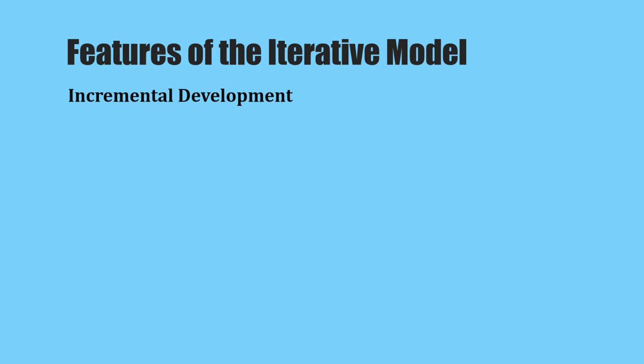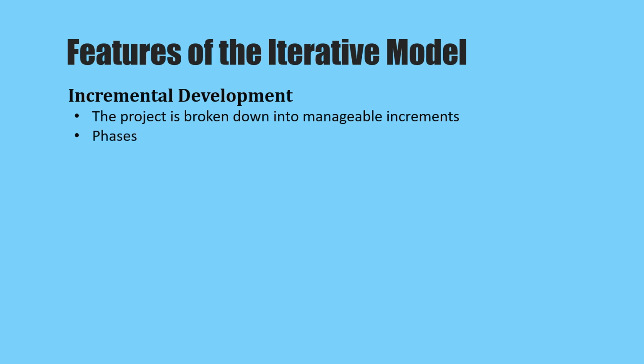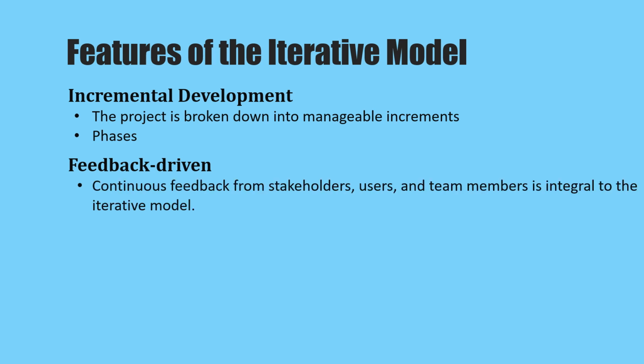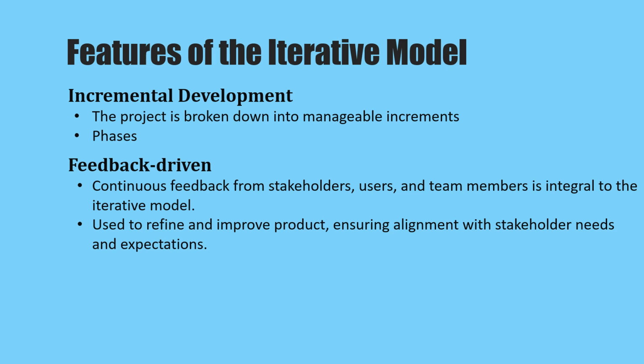Incremental development. Each increment delivers a segment of system functionality, allowing for regular feedback and refinement. The phases I have already discussed in the previous slides: planning, design, implementation, testing, development. Feedback driven. Feedback gathered at the end of each iteration helps identify areas for improvement and guide the future development process. Incorporating feedback into subsequent iterations enhances the product's usability, functionality, and overall quality.